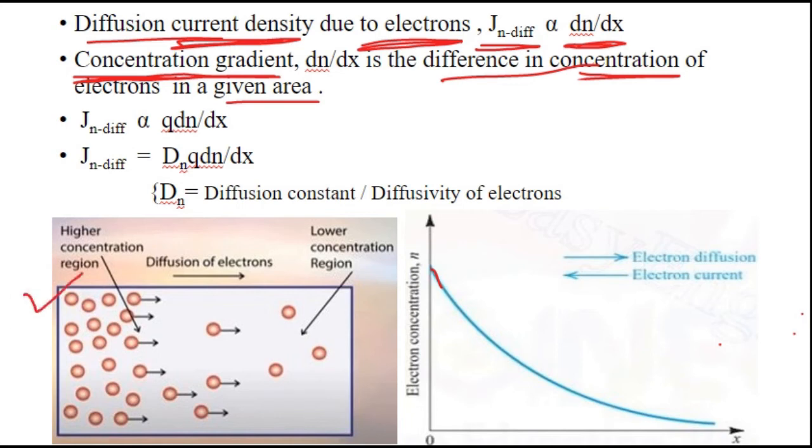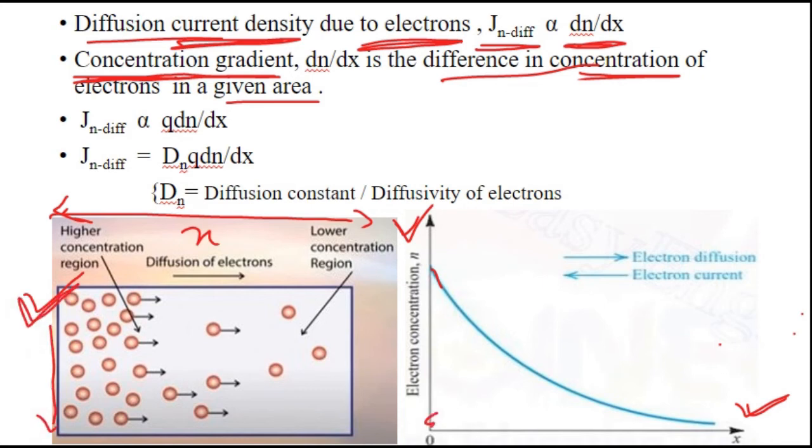So this is the higher concentration region. Let the length of the semiconductor be x. So we can plot a graph of the concentration. The vertical axis is representing the concentration of electrons, and the horizontal axis is representing the length of the semiconductor, that is x. Here you can see the electrons, here it is higher concentration. So this is the initial level. Here the electron concentration is high, and slowly it is moving from the higher concentration to the lower concentration, and you can see we will get a graph that is exponentially decreasing.